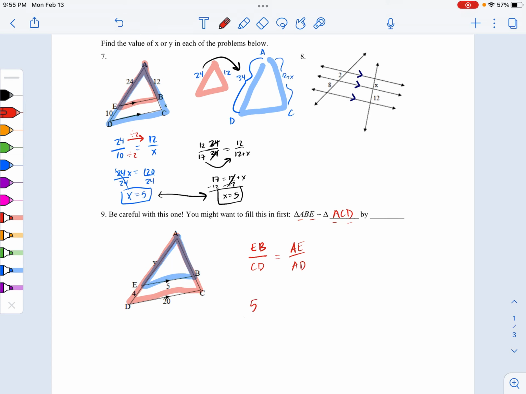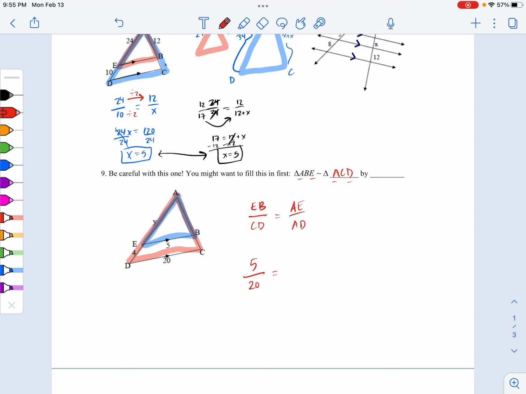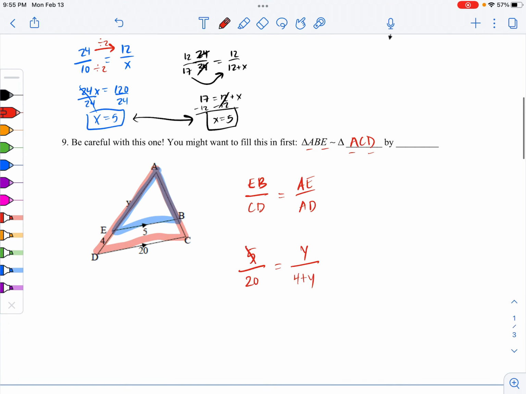Let's fill in the actual values. EB has a length of 5. DC or CD has a length of 20. This, which could be simplified, we'll do that in 1 second. AE has a length of y. AD has a length of 4 plus y. So you have to be careful here, okay? Because it's the entire length, not just 4. So you have to make sure you're using that full length. So let's simplify this really quickly. 5 goes into both 5 and 20, so this becomes 1 over 4.